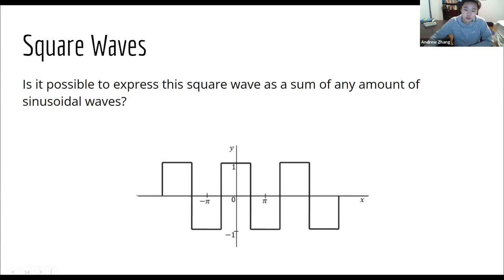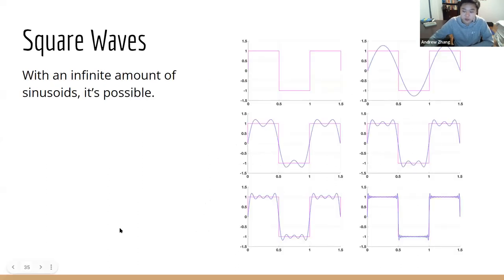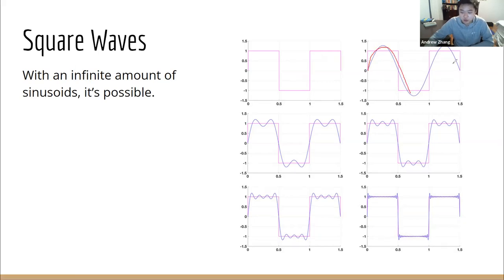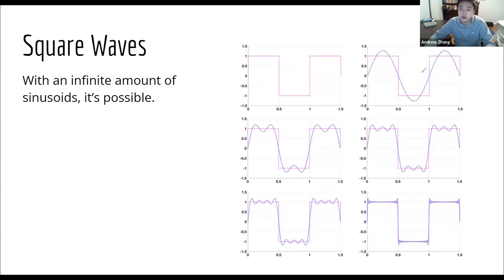Well, the answer actually, surprisingly, and very unintuitively, is yes, it is possible, but it's only possible with an infinite number of waves. So the idea is that, I'm not going to prove it here, but you can basically take a first wave like this, try to fit it into the same orientation of the square wave, and then you can add another wave to something like this, where you can add it to this first one, and that'll result in this other wave. And you keep adding smaller and smaller waves.